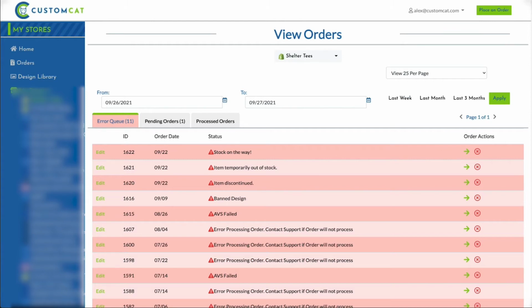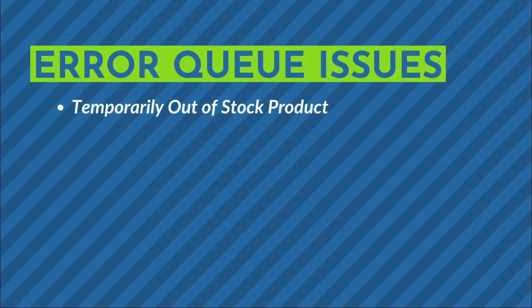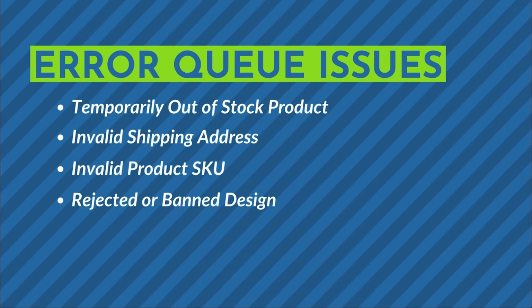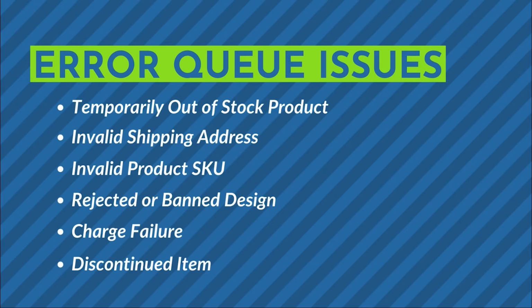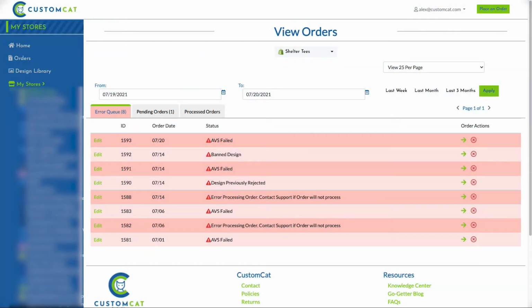Items listed as temporarily out of stock are items that are not yet on the way to our facility. The status of these items will change to stock on the way once additional stock is secured. Additional reasons your order may end up in your error queue include invalid shipping address, invalid product SKU, submission of a rejected or banned design, a failed charge to your payment method, or a discontinued item. You will be able to manually process an order after you've resolved the issue by clicking the green arrow to the right of the order.